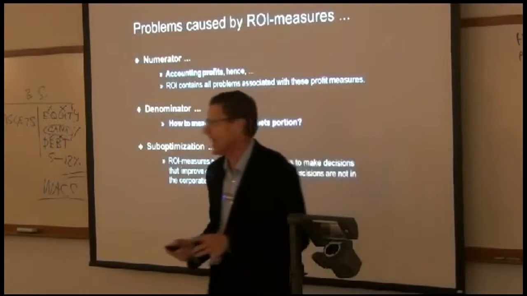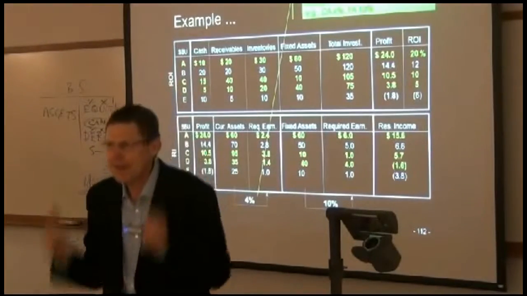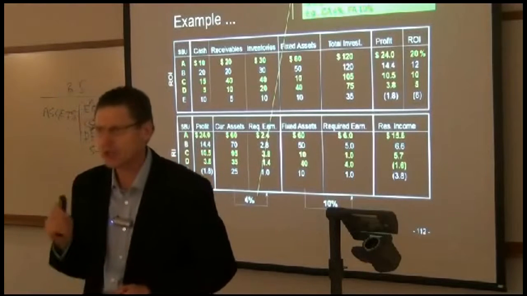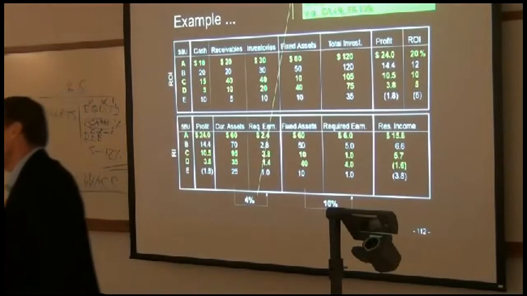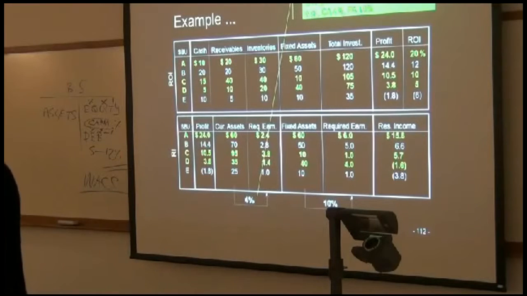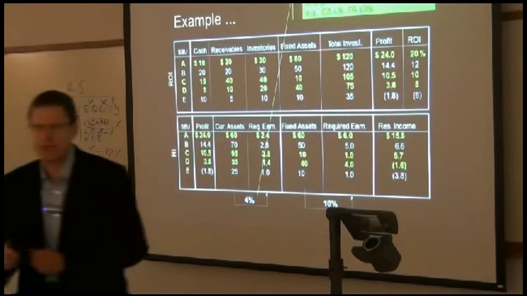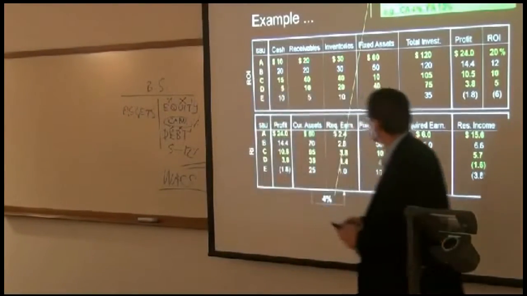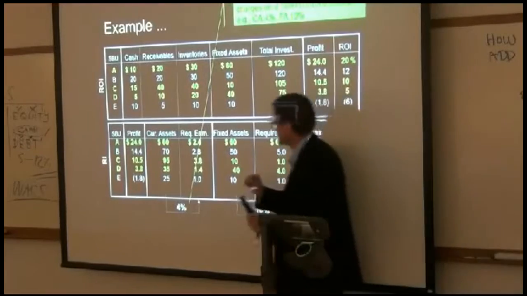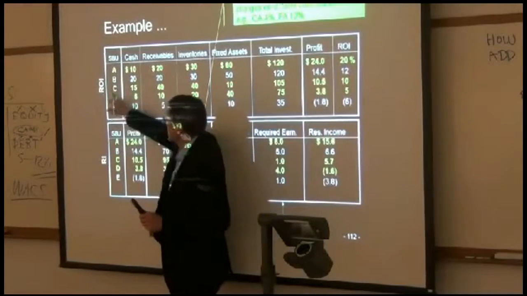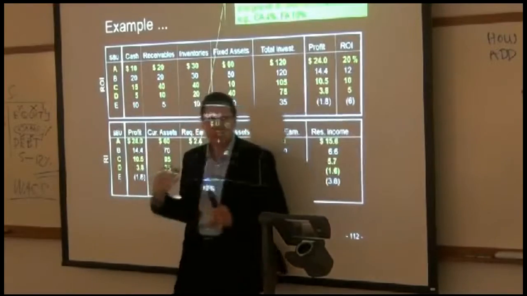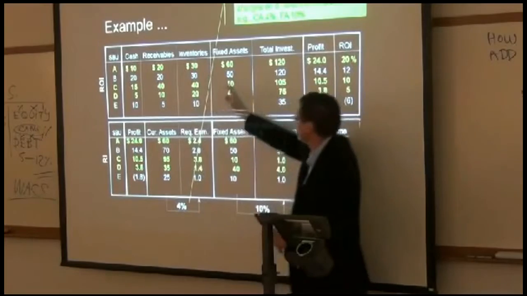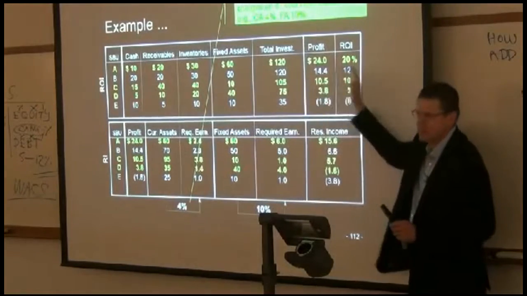So let's have a look at some numbers. I want you to take away these numbers because this is your big challenge for today. I want to show you how setting up divisional managers to hit certain numbers can cause them to make suboptimal decisions. And the first example, before we talk about the example, I'll tell you about the different scenarios. We have 5 strategic business units, A, B, C, D, and E. We have the cash, receivables, inventories, fixed assets, total investment, profit, return on investment.